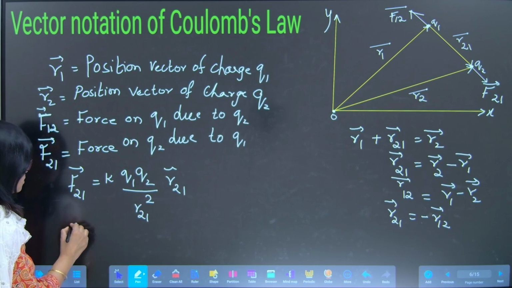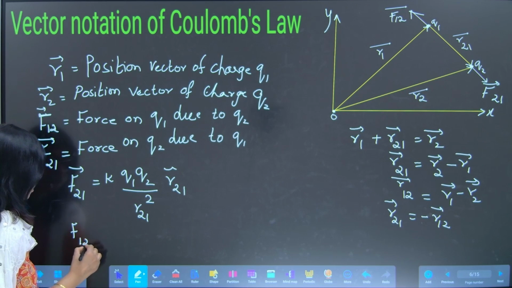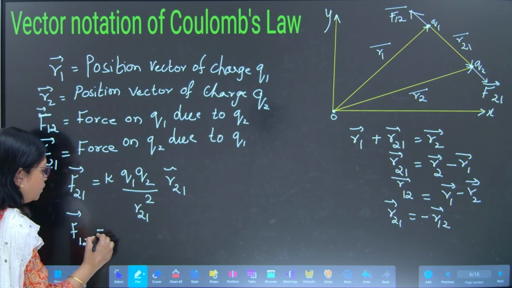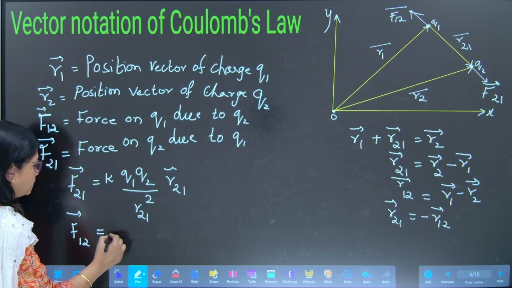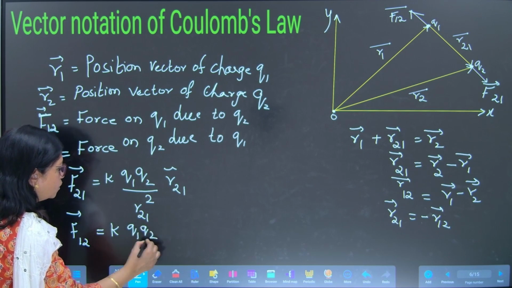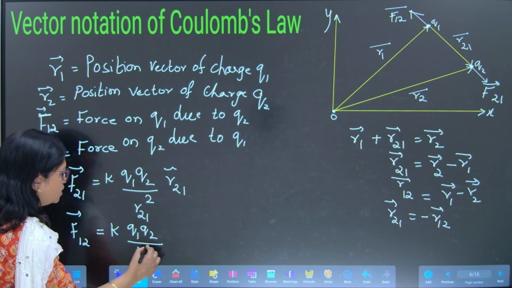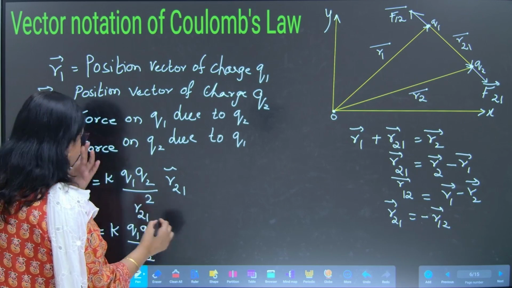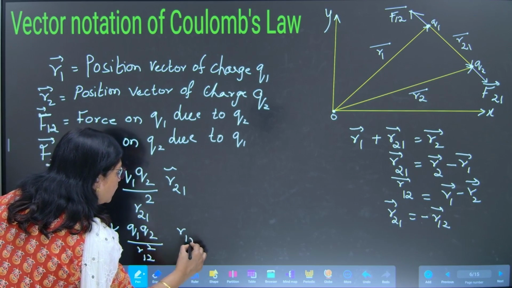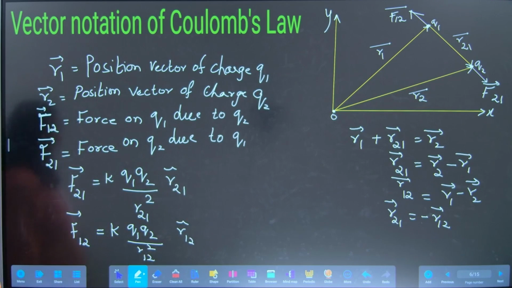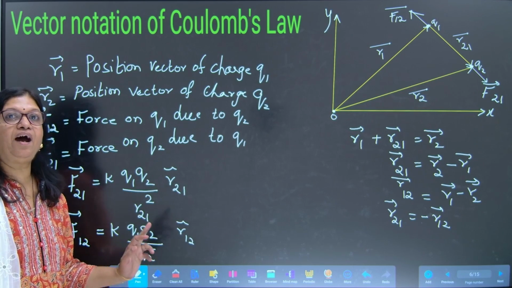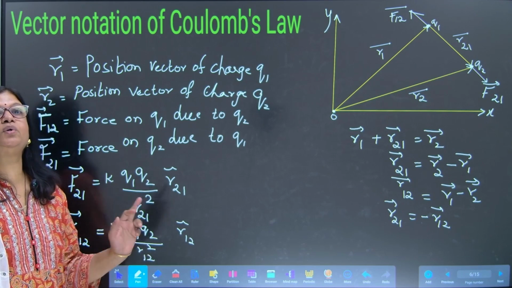Similarly, I can also write F12, the force on charge 1 due to charge 2, as again K Q1 Q2 upon R12 square. The direction of F12 arrow can be denoted by R12 cap. Now, as per the studies of last year, R21 cap and R12 cap are unit vectors.